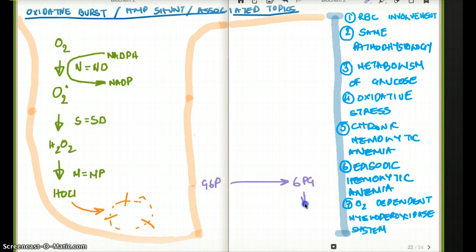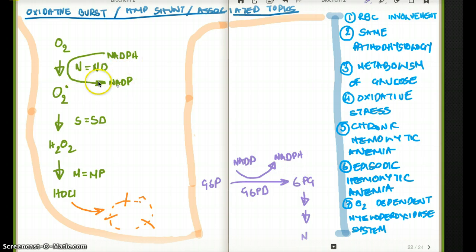Why are we converting our glucose 6-phosphate to 6-phosphogluconate? Because eventually this system will trickle down to make nucleotides, okay? But in the process, many things are happening. This process is catalyzed by the enzyme G6PD, okay? At the same time, we are also generating NADPH from NADP.